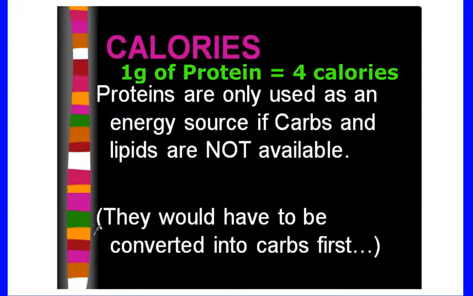Alright, and then last but not least, proteins do have calories. There are 4 calories per gram of protein. So we technically can get some energy from protein. However, our bodies don't like to use proteins for energy. So basically, our body's going to use proteins to do one of those 7 things that we just looked at.